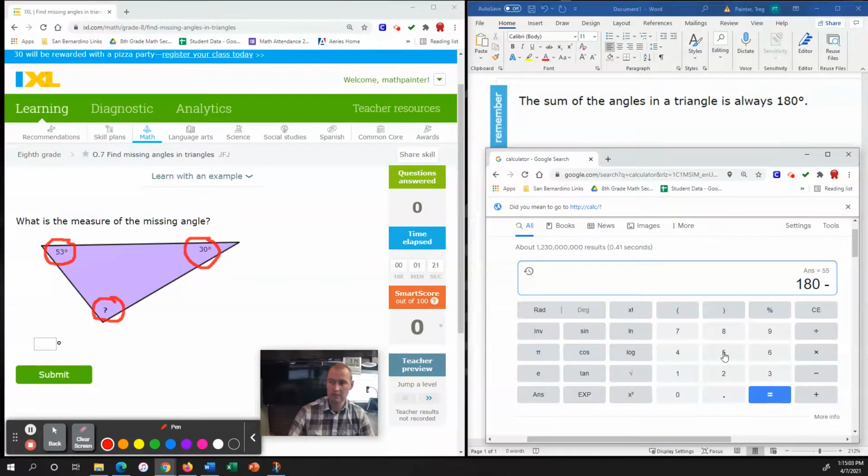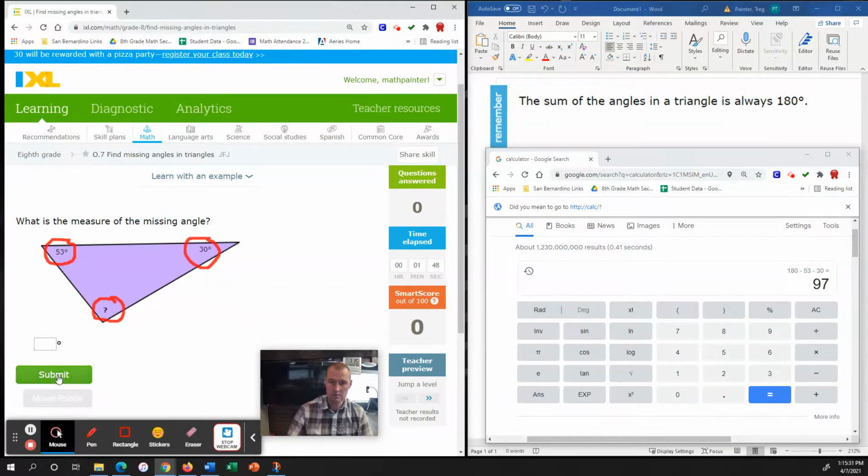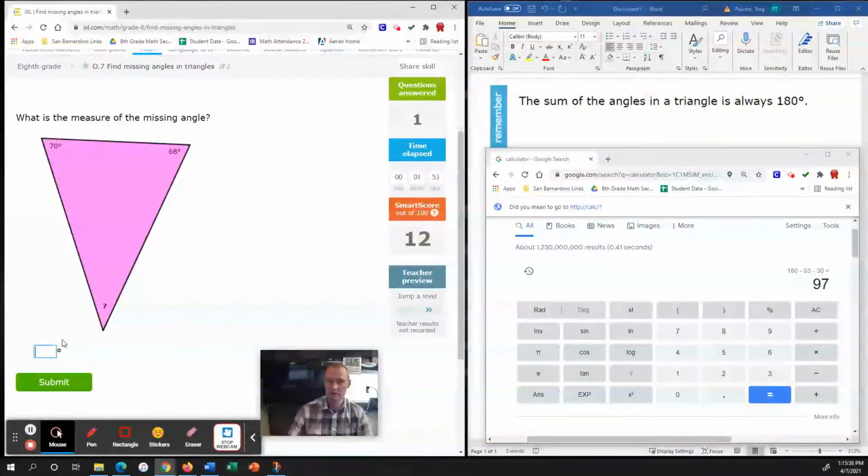Subtract out the two angles that we got. We're going to subtract out 53, and we're also going to subtract out 30. This is just a Google calculator, by the way, nothing fancy. That's going to give us a total of 97, and that's our missing angle. So if you take 97 plus 53 plus 30, that's going to give us our definition up here: the sum of the angles of a triangle is always 180. All right, so let's go ahead and put 97 for our first missing angle to give us a smart score of 12. And so it continues.